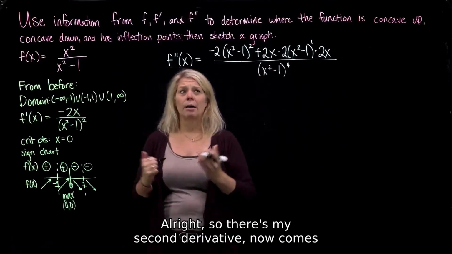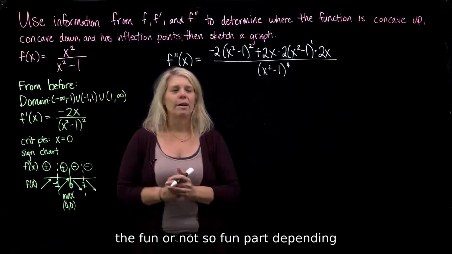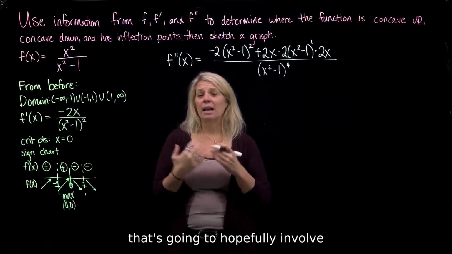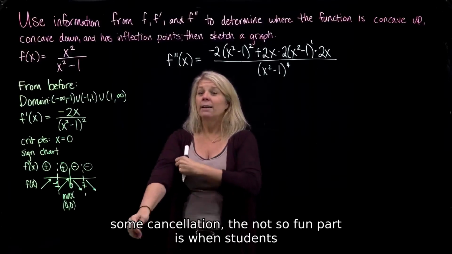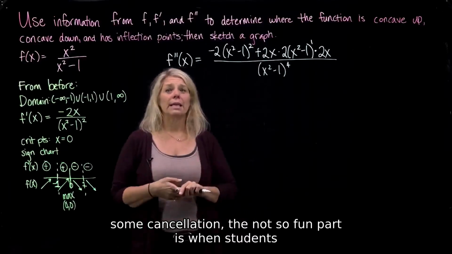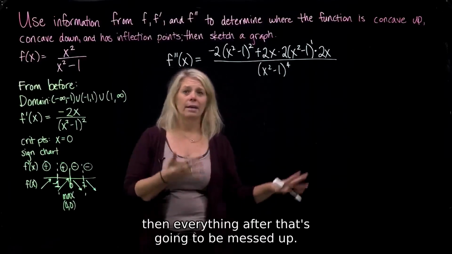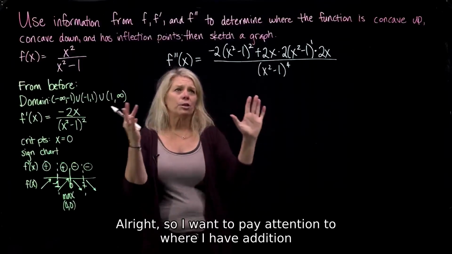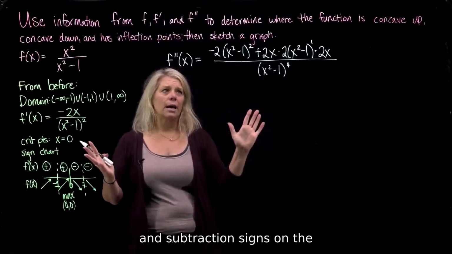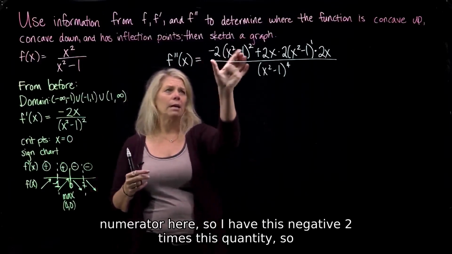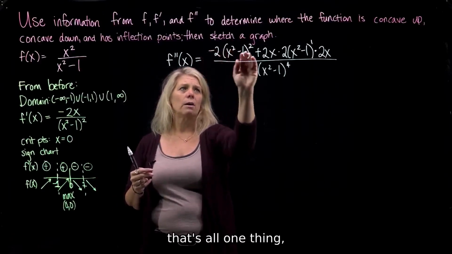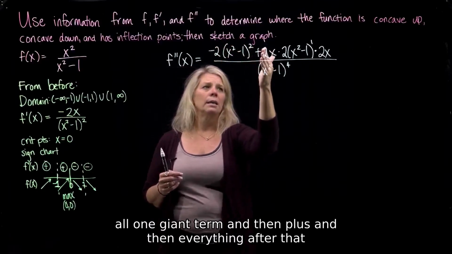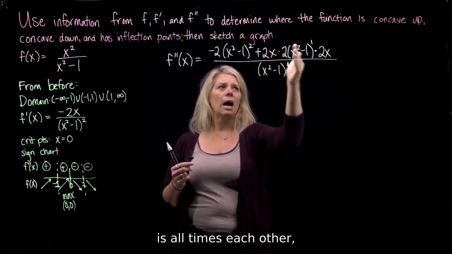Now comes the fun or not so fun part, depending on how you view it. We're going to simplify this, and that's going to hopefully involve some cancellation. The not so fun part is when students cancel things incorrectly, and then everything after that is going to be messed up. So I want to pay attention to where I have addition and subtraction signs on the numerator here. I have this negative 2 times this quantity, so that's all one giant term, and then plus, and then everything after that is all times each other.